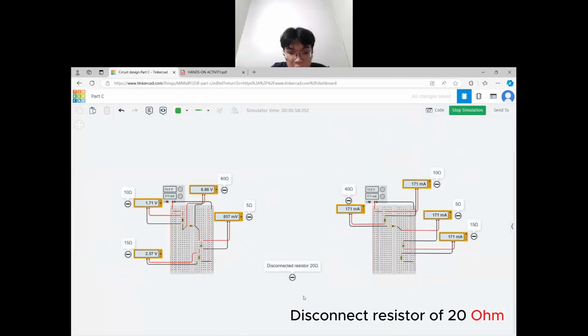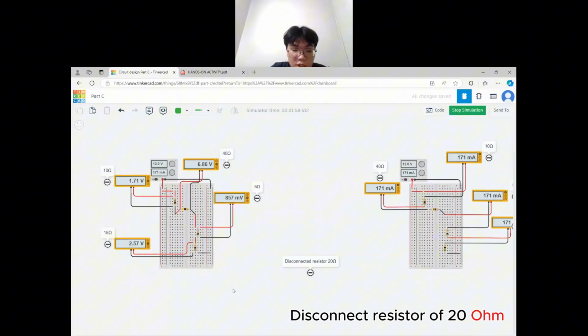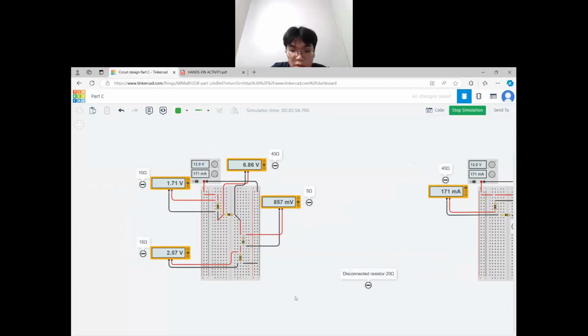Now let us look at the circuit with the 20 ohm resistor disconnected. The 20 ohm resistor is parallel to the 40 ohm resistor. So when the 20 ohm resistor is disconnected, the circuit becomes a series circuit. The effective resistance is 10 ohm plus 14 ohm plus 5 ohm, then plus 15 ohm.